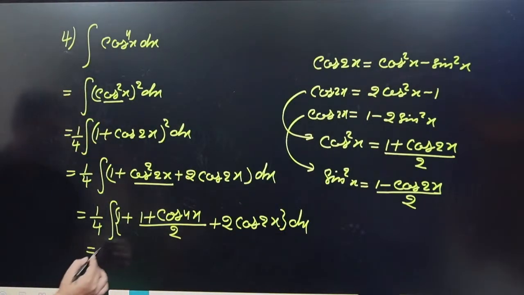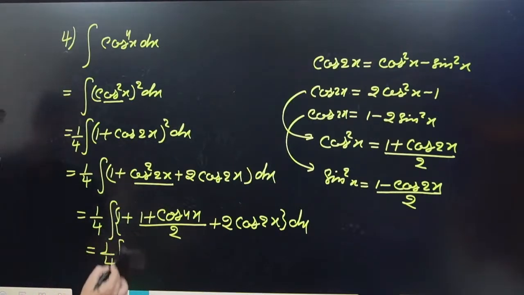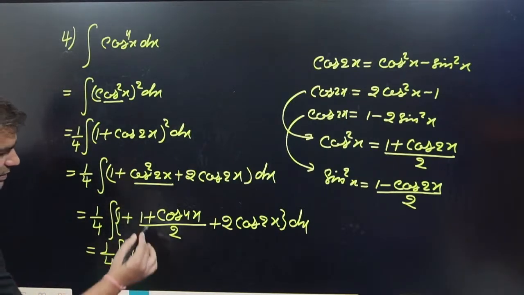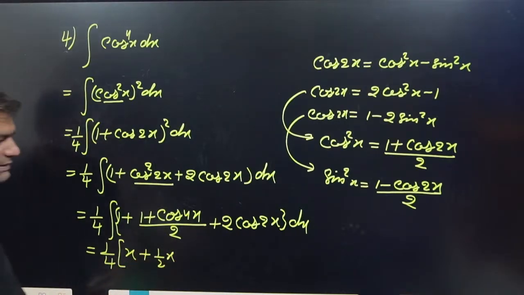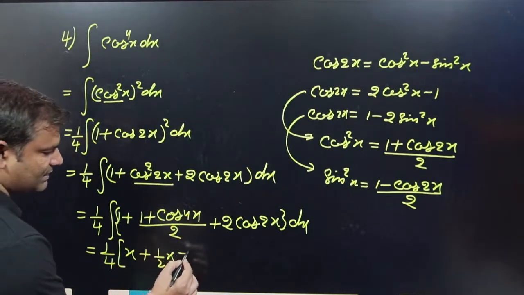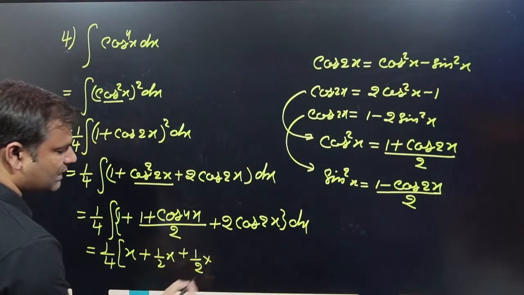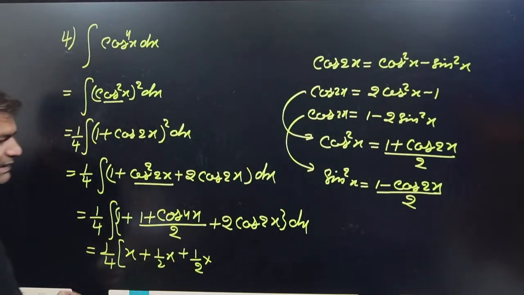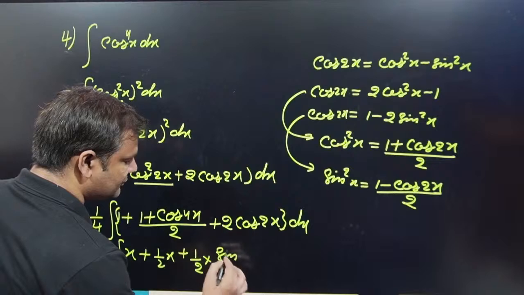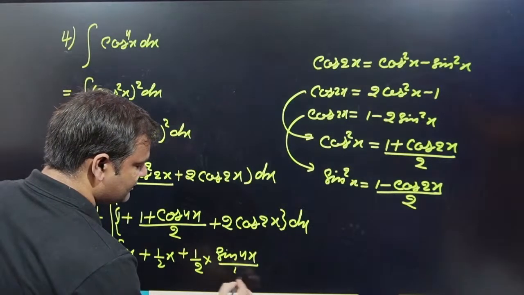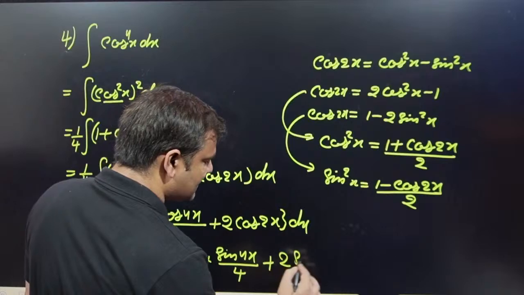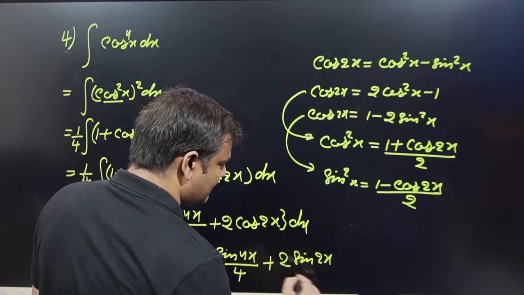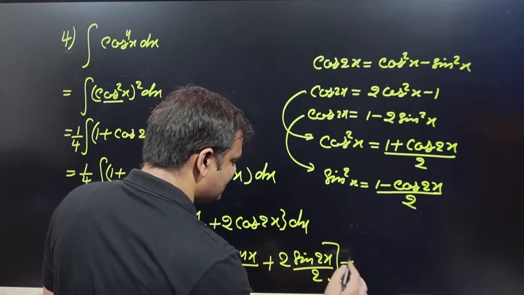After that, how can we solve? 1 by 4 integration of 1, simply x, plus 1 by 2 into x. Now integration of cos is sin, so plus 1 by 2 into sin 4x divided by how much? 4, plus 2 sin 2x divided by how much? 2, plus c is the right answer.